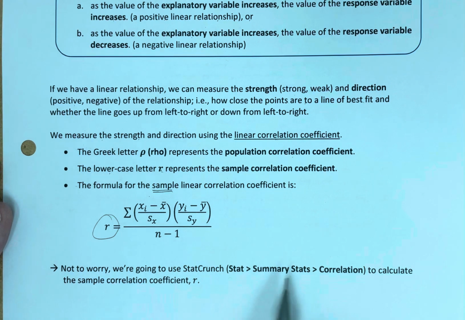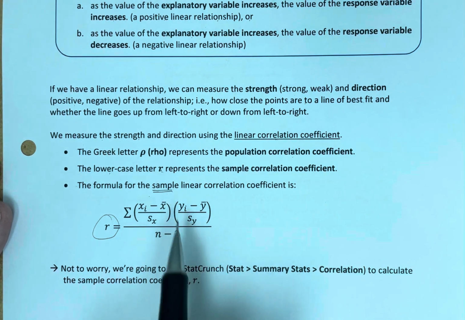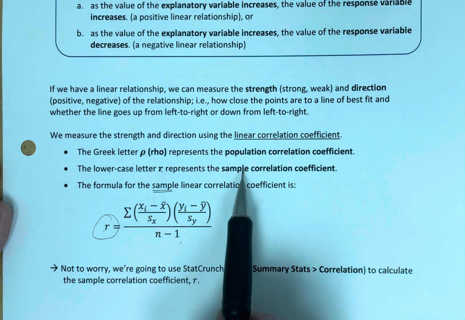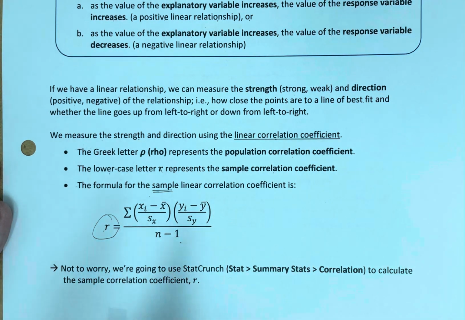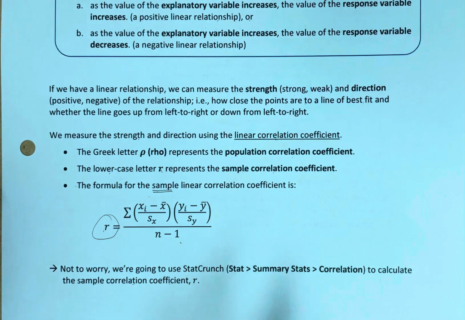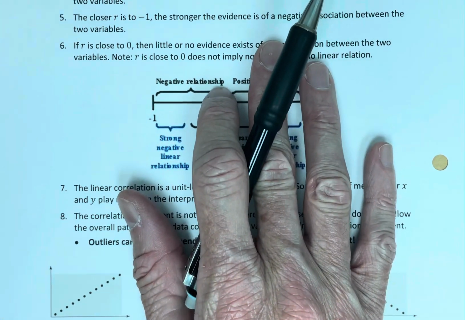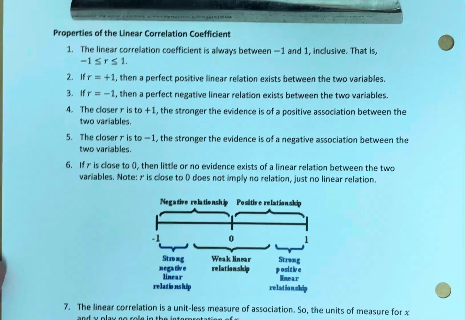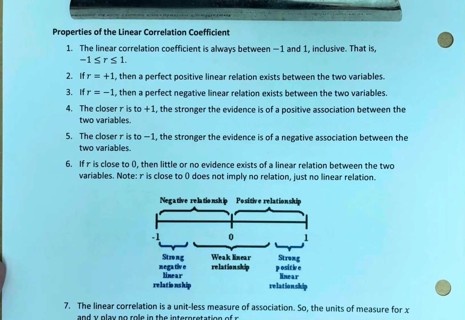Hey, StatCrunch, would you please use this formula to calculate r, the sample correlation coefficient? And the way StatCrunch does that is we go to Stat, Summary Stats, Correlation, and it will calculate the sample correlation coefficient, r. Okay, let's now talk a little bit about some properties of the linear correlation coefficient, and then we'll calculate one in StatCrunch.